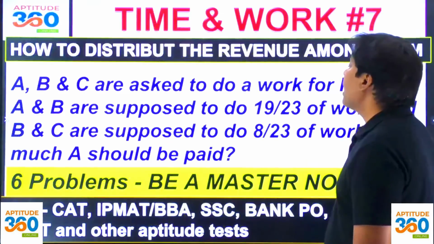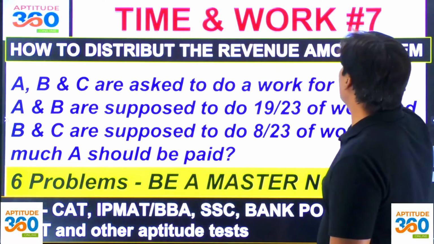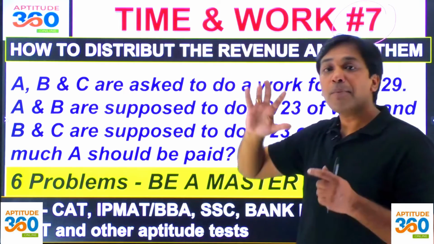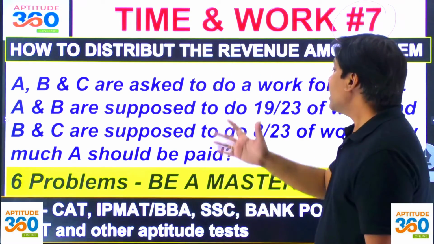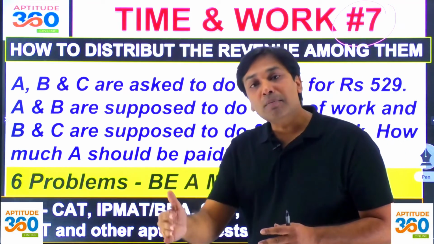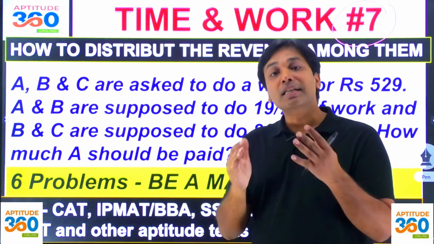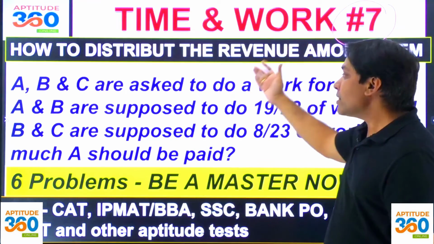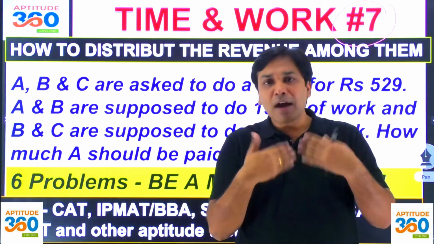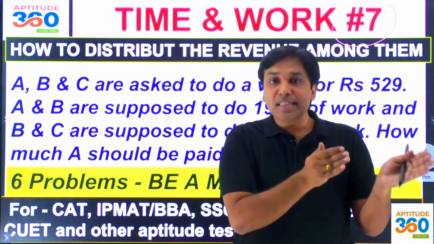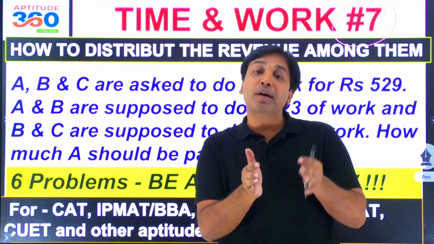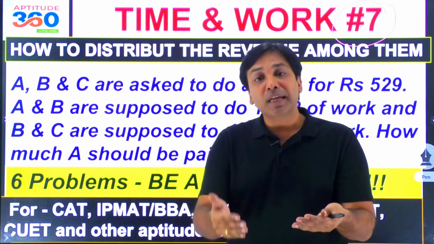Now if you understand this, in the next video, which is video number 7 of time and work, I'm going to be dealing with those kind of problems जहां पे एक वैल्यू असाइन हो जाएगी कि इन सबको काम करने के कितने पैसे मिल गए, और उसमें से A को कितना मिलेगा, B को कितना मिलेगा, C को कितना मिलेगा. That is going to be my agenda in the next video. So money gets assigned amongst them, and you may have to find out what is the amount that A is getting, what is the amount B is getting, and what is the amount C is getting. Or you may have to find out what is the per day rate of A, per day rate of B, and per day rate of C.